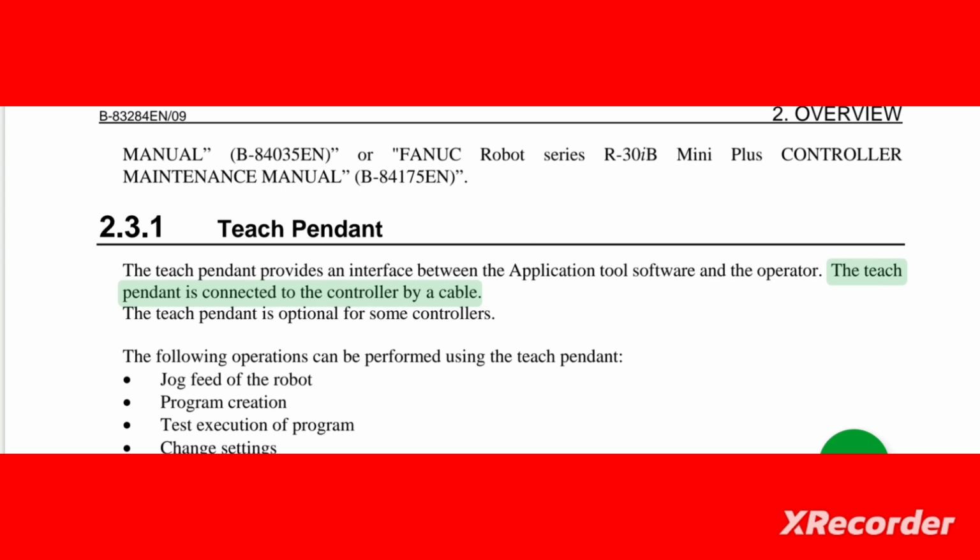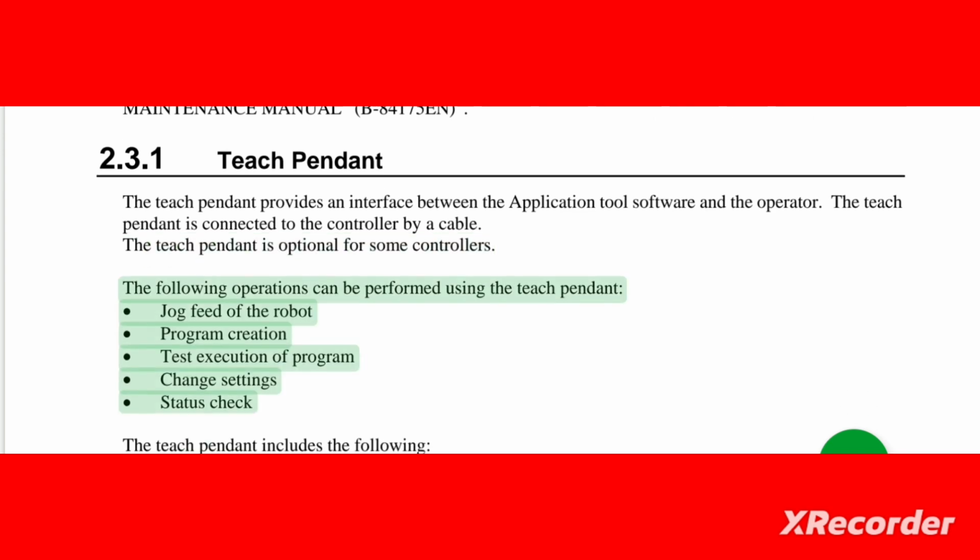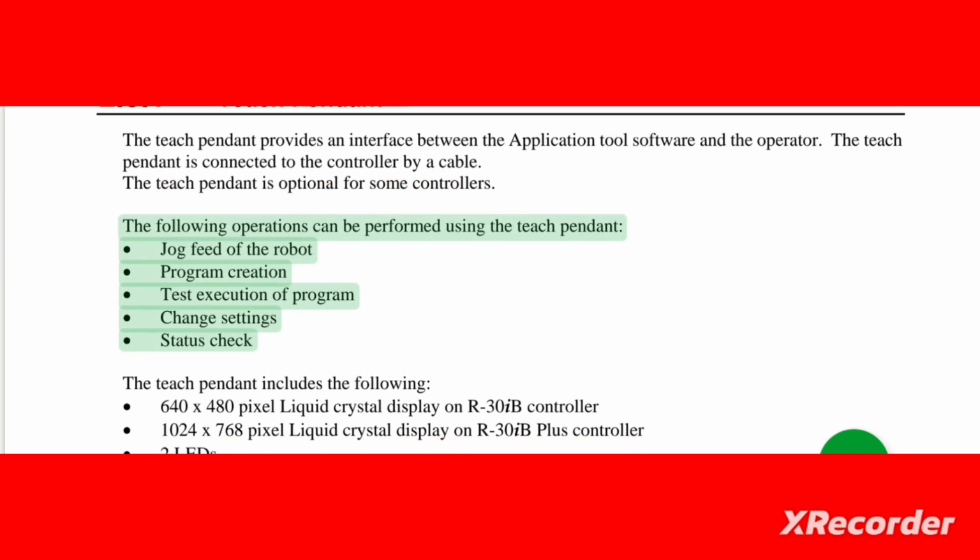2.3.1 Teach Pendant. The teach pendant provides an interface between the application tool software and the operator. The teach pendant is connected to the controller by a cable. The teach pendant is optional for some controllers. The following operations can be performed using the teach pendant: jog feed of the robot, program creation, test execution of programs, change settings, and status check.